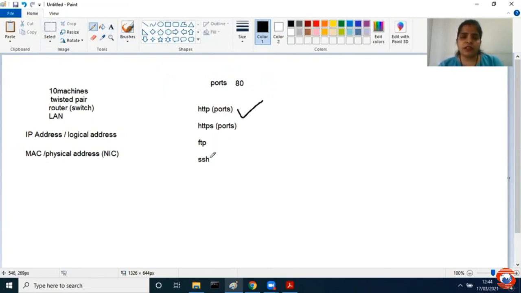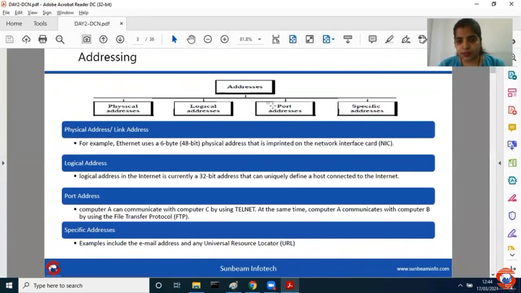I have Secure Shell, which uses ports 20 and 21. The port number is fixed. If that is open, then only will you be able to do this operation on Secure Shell, or remote access, when you share a screen, do remote access, or share files with FTP. In that case, we have some port numbers which are fixed, and those are specific and fixed in your machine. Those are called port addresses.